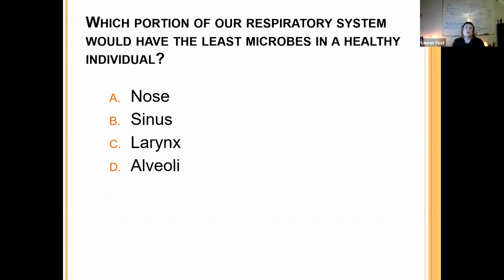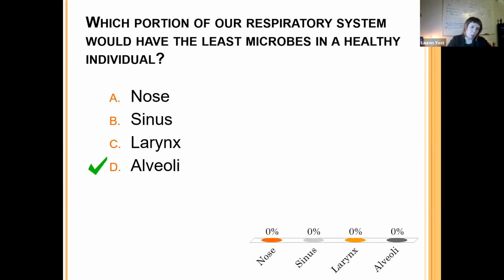First, which portion of our respiratory system would have the least microbes in a healthy individual? Like a lot of other systems that we have been talking about, the deeper you go, the less microbes typically will be associated with it. So we're going to go with alveoli. All right.